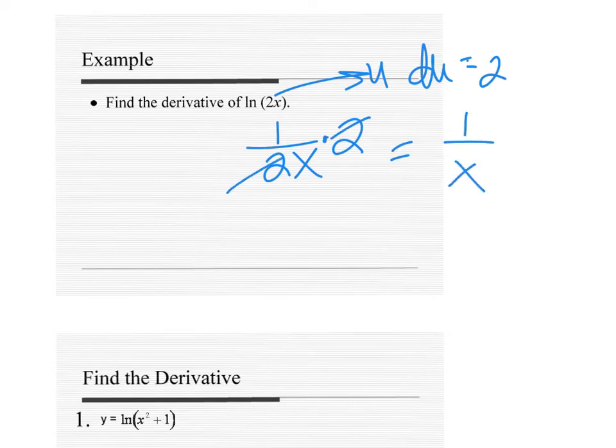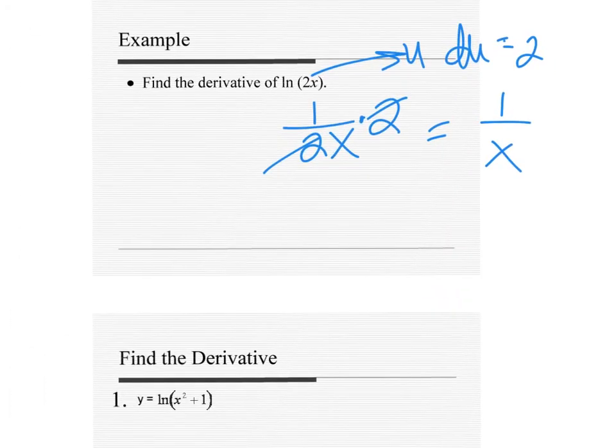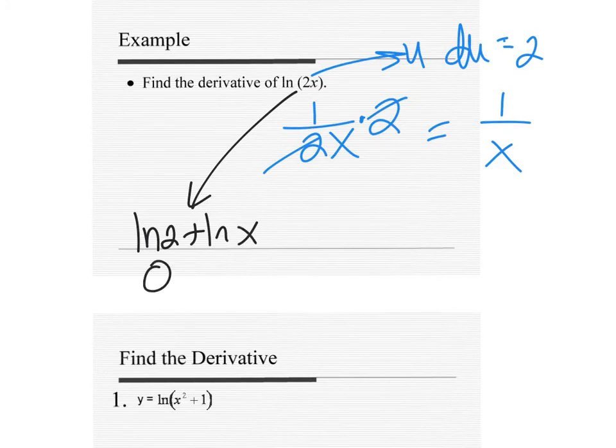This is one way. The other way to do this is to take the properties of logs and split this up. So this is another option. You don't have to ever do this, but if you can see it better, feel free to use it. So this is the same thing as ln of 2 plus ln of x. You can split it. The derivative of ln of 2 is 0 because it's a constant. The derivative of ln of x, we said, is 1 over x. So you end up with the same answer. Totally optional how you want to do that.